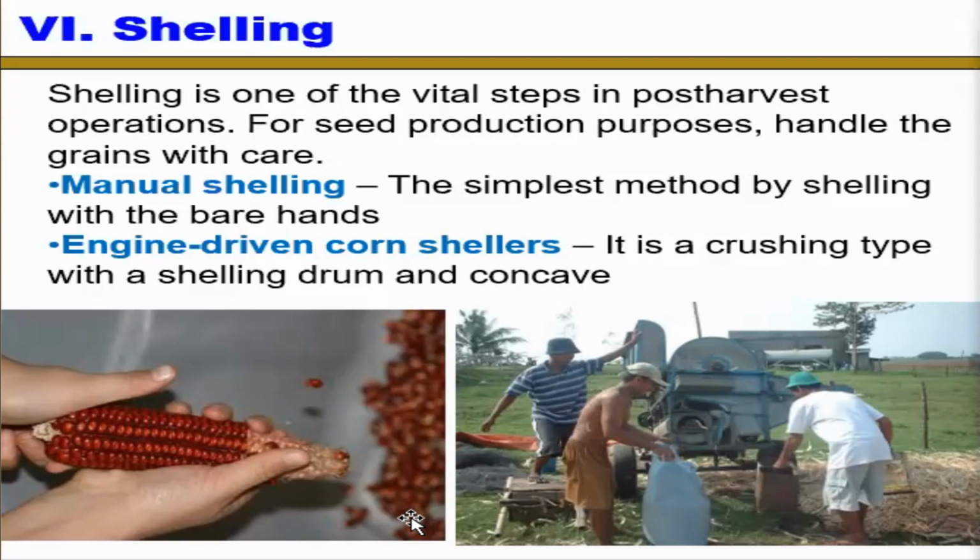It is a crushing type with a shelling drum and concave, as you see in our presentation. This is a typical type of corn sheller. If you have a small amount of crop to be harvested for your seed production, you can use your hand. Okay, and we have the other one.